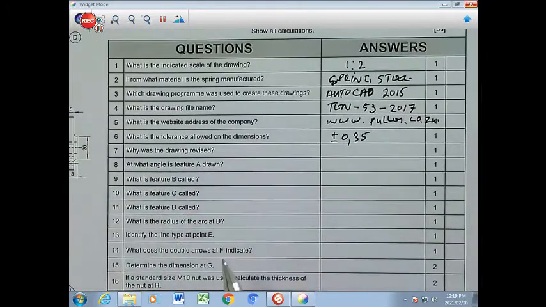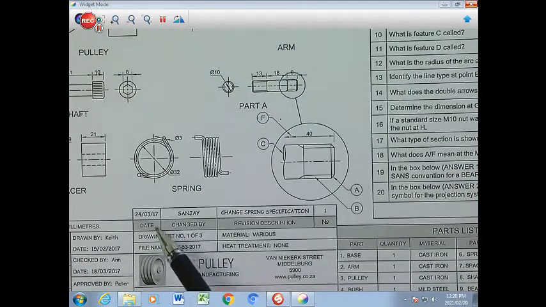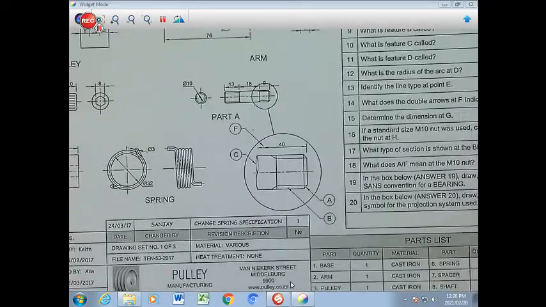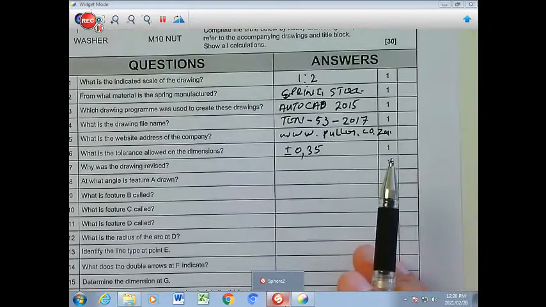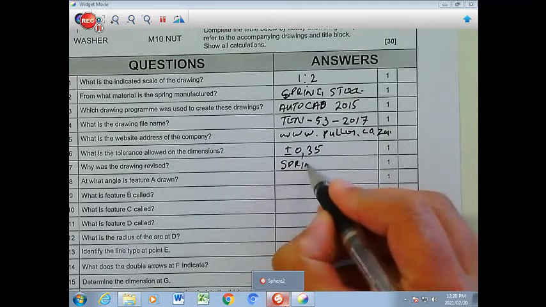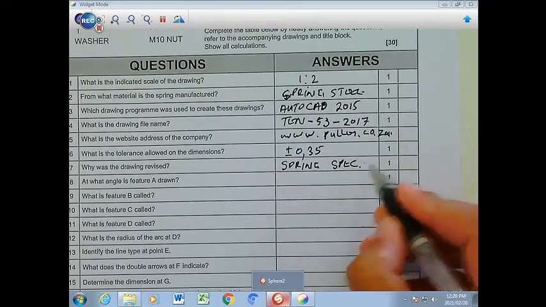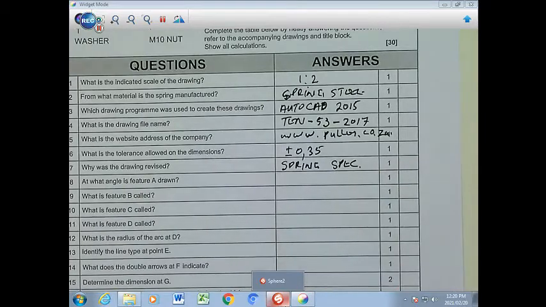Why was the drawing revised? So we're going to go to the revision section here. There's the revision, that is the change. And we're going to find that there had to be a spring specification. That was the change, the spring specification. We're going to write the spring, and that's going to be your spec, the specifications that you will have there.